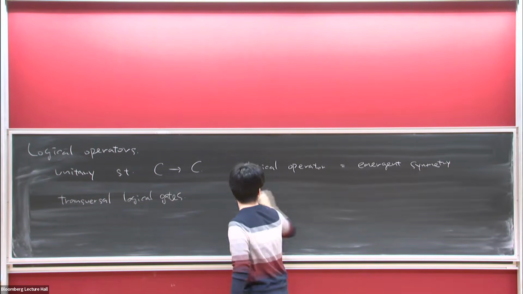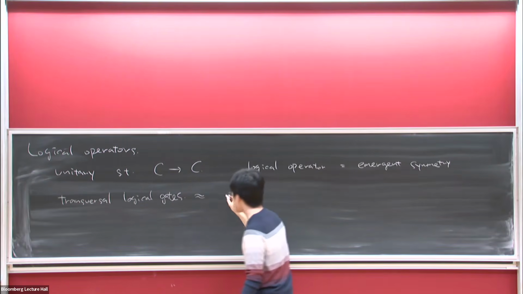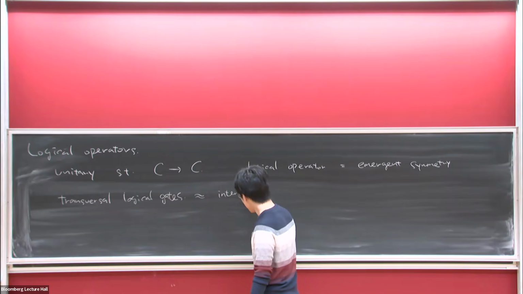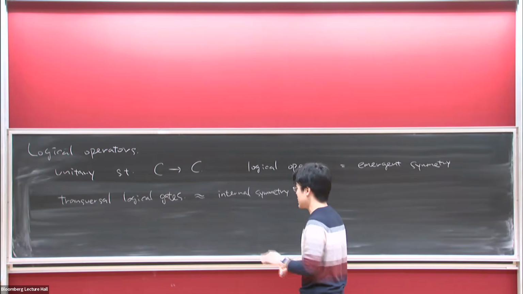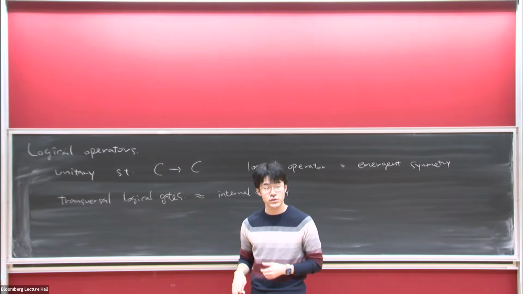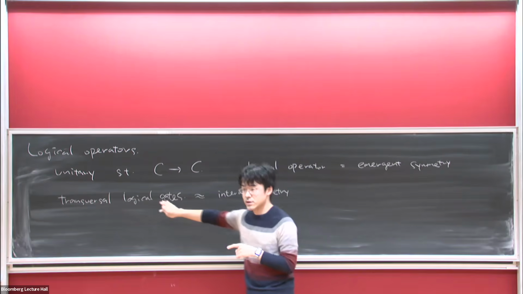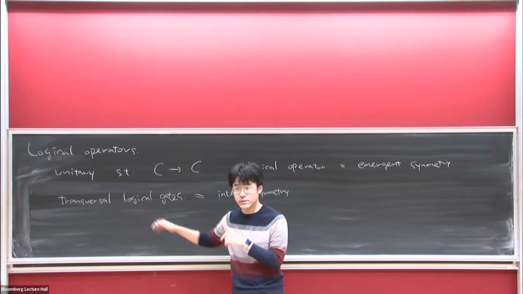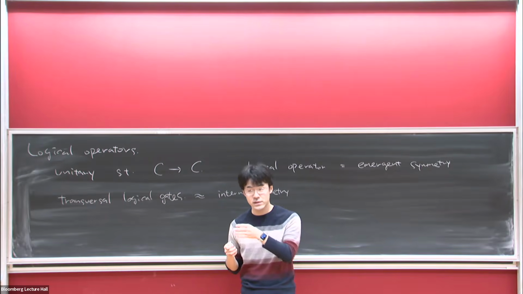Which is basically based on this slogan, it is equivalent to internal symmetry. In the sense that this transversal logical gate is some unitary operation which is internal, which preserves the locality of the operators. This is a particularly important meaning, because if the unitary operator is transversal, it doesn't spread errors.